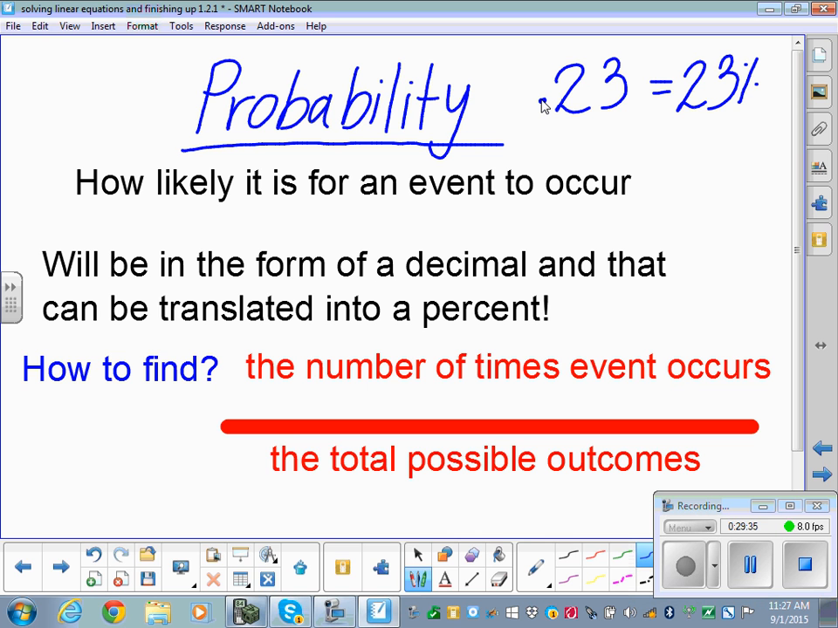So to find the probability, this is how you find it. You're going to take the number of times the event occurs. Once again, I really should have just said this a little bit simpler. The outcome. So you can just write outcome. The outcome over the total possible outcomes. So to find the probability, you'll take the outcome, what you're looking at, and divide it by the total possible outcomes. Okay, and it's going to give you a decimal. You'll convert it into a percent. So I'm going to do my first example.